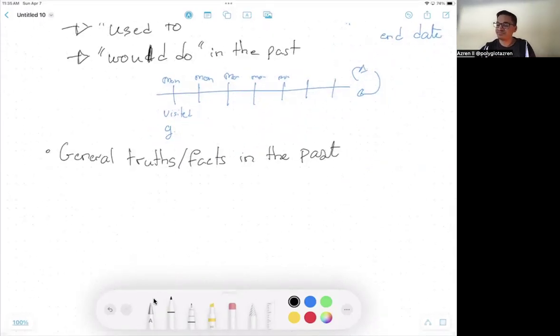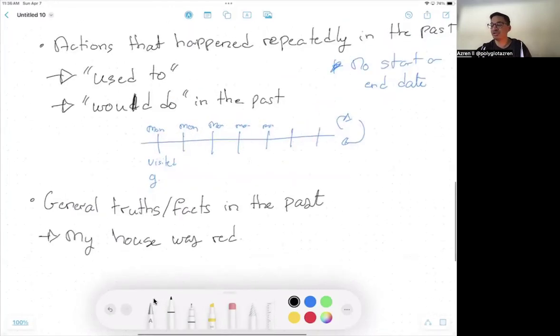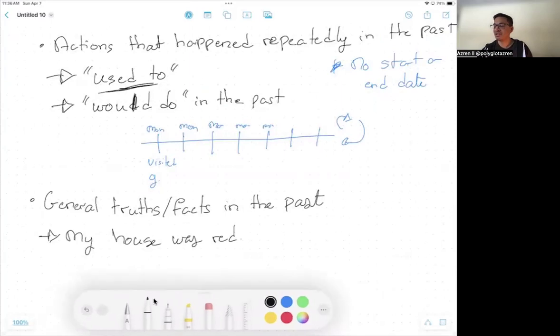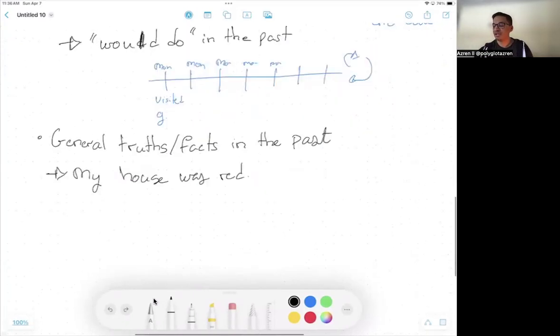So you could say, for example, my house was red. My house was red. That's true. It's a fact. It's not true anymore, but it was true, right? It used to be true. Sometimes for these general truths, we can use used to as well. Sometimes. Like my house used to be red. That's kind of a general truth or a fact, right? My house was red.